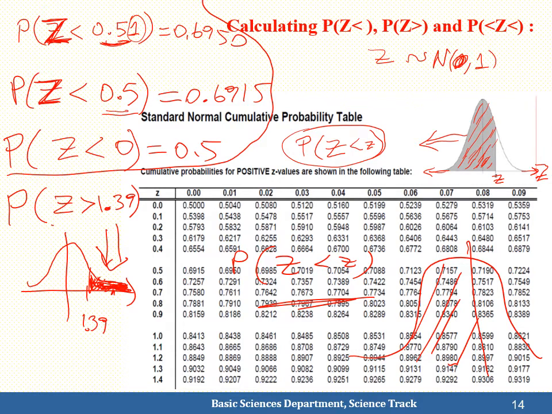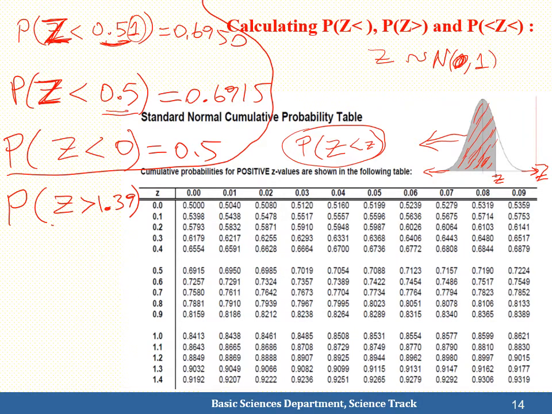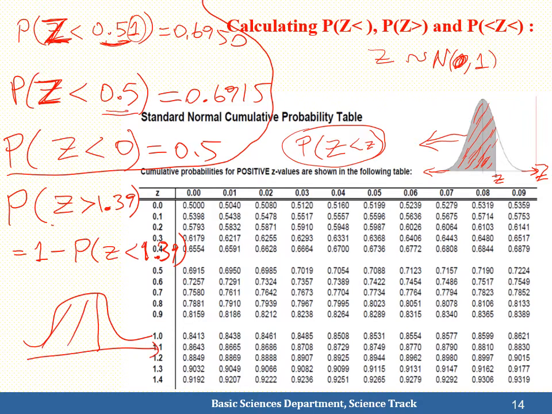So for this reason, you can do it this way. You can write here 1. The total area will be 1, and it's asking for the right part. So the best thing is to subtract the left part from 1. The left part will be the probability that z is less than 1.39. So we will find this part from the table, and then subtract it from 1, so we will get this part.